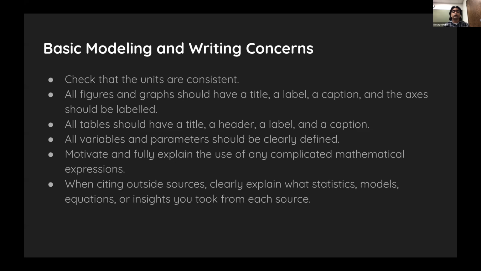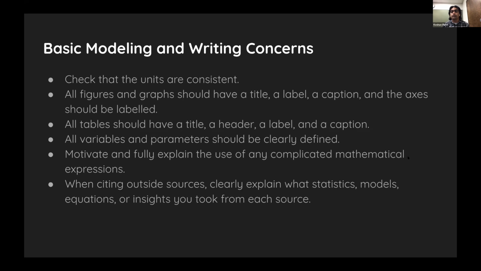All variables and parameters should be clearly defined. Motivate and fully explain the use of any complicated mathematical expressions. And when citing outside sources, clearly explain what statistics, models, equations, or insights you took from each source, right? Again, these are things that you should be thinking about when you're writing your own report. How are judges going to be viewing the work that you've done, the figures that you've made, the graphs that you've made, the words that you're putting to page?